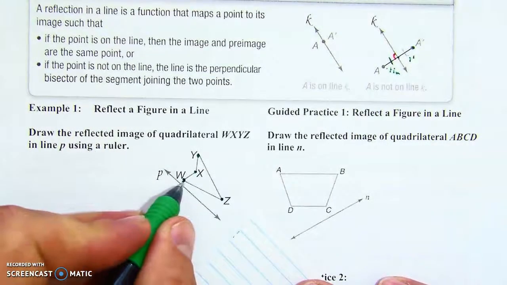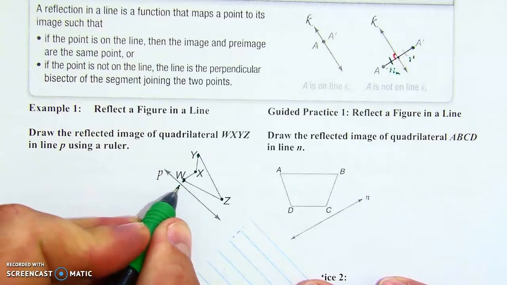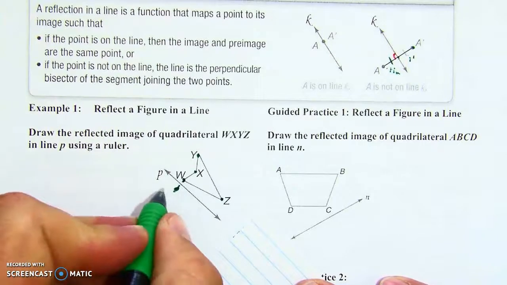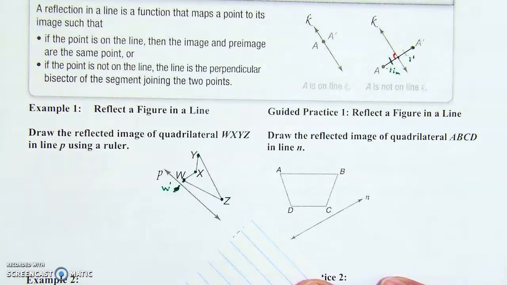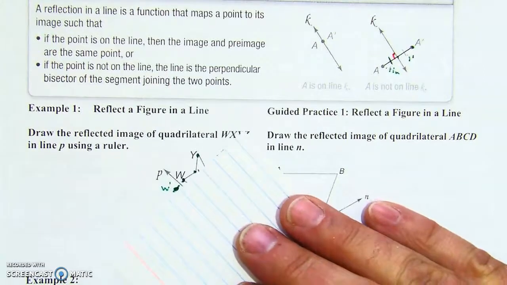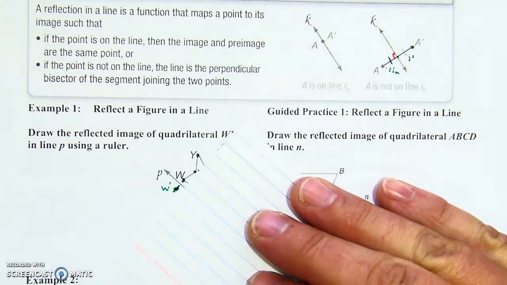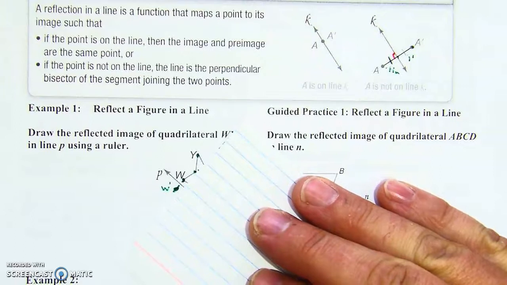And I'm going to look at the distance here, and I'm going to say it's going to be about right there. I'm going to do the best I can. I'm going to call this one W prime. Then we do the same thing with X. We're going to go perpendicular again. And we're going to kind of guess a little bit.